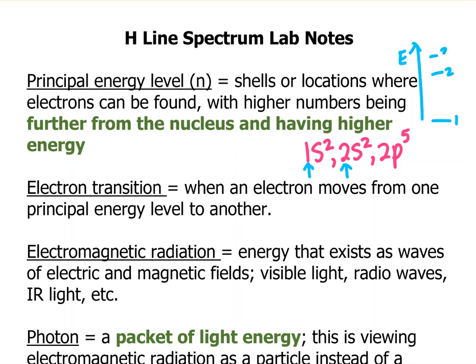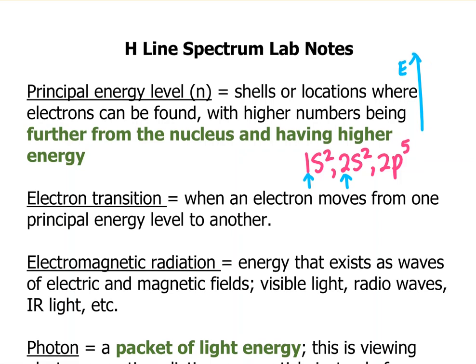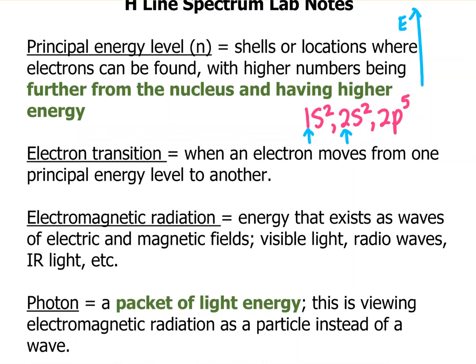higher and higher levels. So an electron transition is when an electron moves up to a higher level or when it drops to a lower level. A transition can occur in our spectrum tubes when electricity is passed through the gas. That energy can cause an electron to go up to a higher level and then it'll drop down.